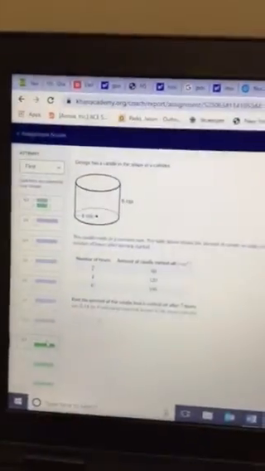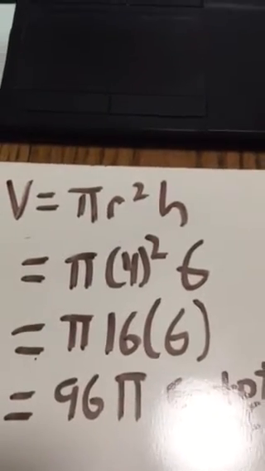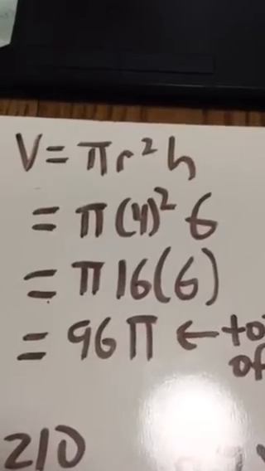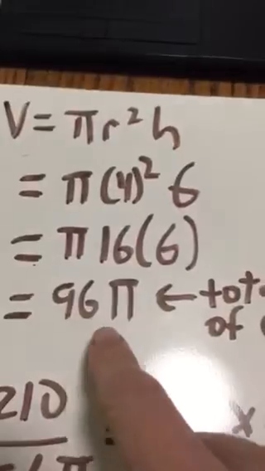The volume of a cylinder can be figured out using the formula volume equals pi r squared h. All right? Now you plug in your given information. I'm given that the radius is 4 and the height is 6. So then I do volume equals pi times 4 squared times 6. That means pi times 16 times 6, giving us the total volume of 96 pi. This is the total volume of the cylinder.